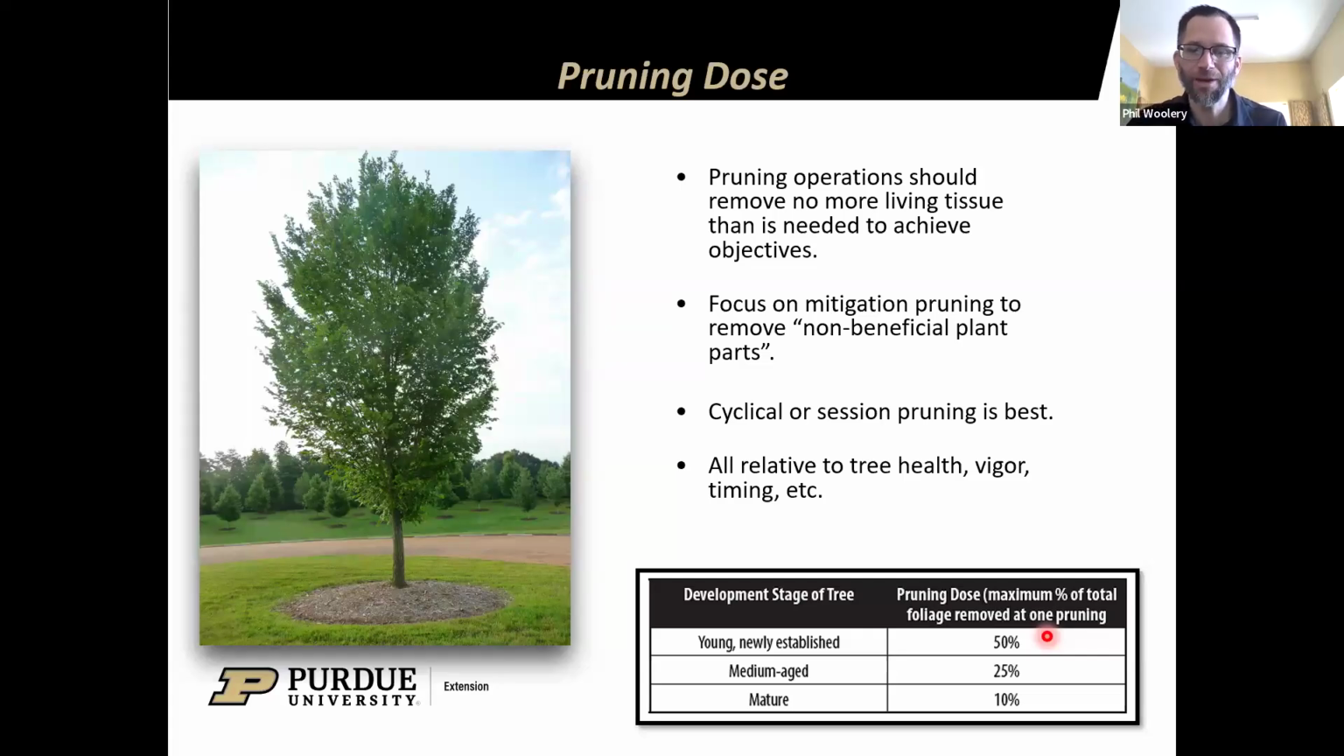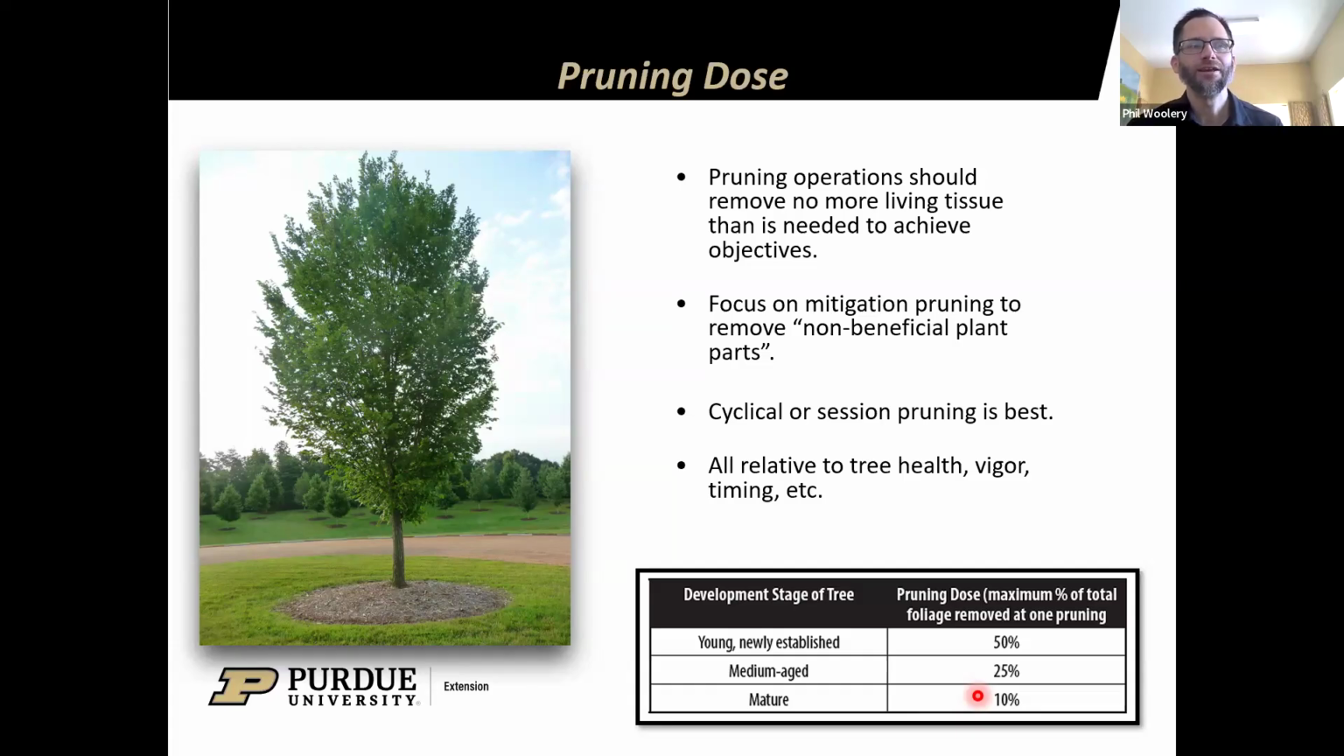But medium age trees are larger. They're still growing, but they're kind of slowing down. 25% is the most you want. Mature trees, you don't want to take more than 10% off. Mature trees can live a long time, but as we age too, getting older myself and gray in the beard, it takes us longer to recover. And so same thing with trees.